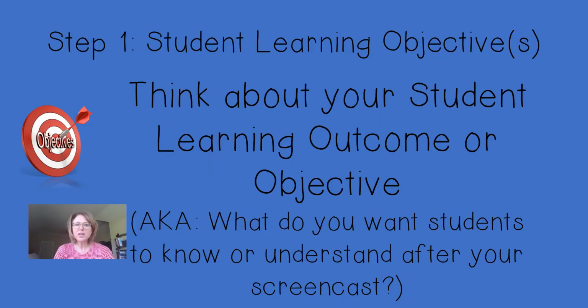Step 1, you need to think about your student learning outcomes on your syllabus or for your course, or your objective. You need to ask yourself, what do you want your students to understand or know after your screencast? Another consideration is what kind of approach does your content lend itself to? A visual approach, an auditory approach, a kinesthetic approach. And so think about ways that you can incorporate those ideas into your screencasts to help your students better understand the content.